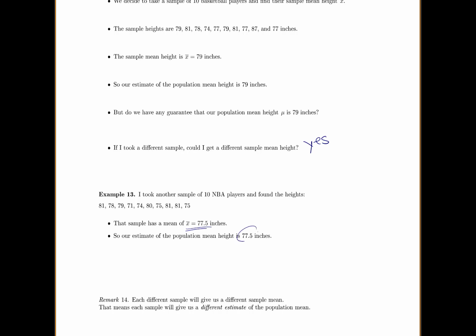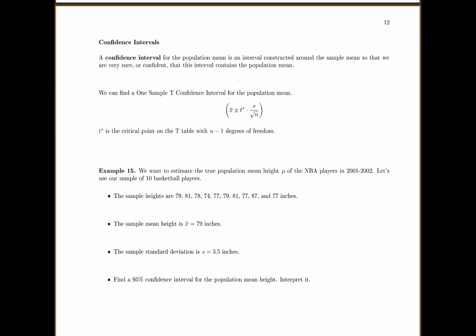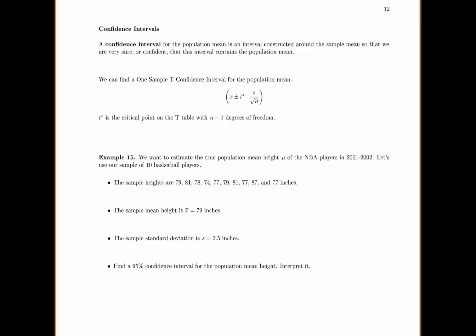But you might be saying, like, one person got 77, one person got 79. How does that make any sense? So if every different sample gives us a different sample mean, that means every different sample gives a different estimate of the population mean. So what we want to do is be able to combine some of this variability into a confidence interval. So a confidence interval for the population mean is an interval constructed around the sample mean so that we're very sure or confident that this interval contains the population mean.